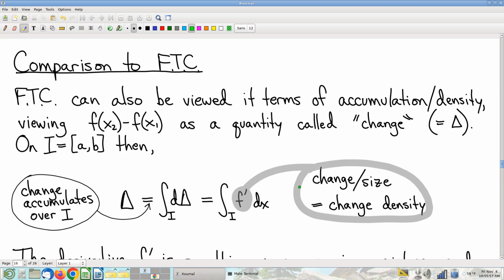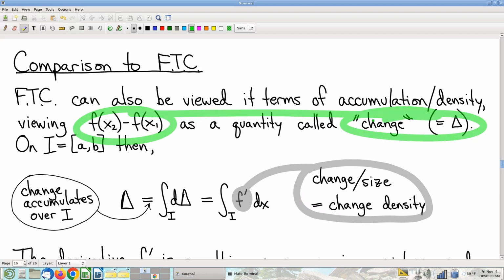Now that we've got a couple of versions of these accumulation and density theorems under our belts, I want to point out that you've actually already seen one long before this course, and that was the fundamental theorem of calculus. Fundamental theorem of calculus is also an accumulation theorem and an associated density. We just don't normally think about it that way, right? So here's how that works. This expression here, let me circle the whole expression, I'm going to call change. I claim change is an accumulating quantity.